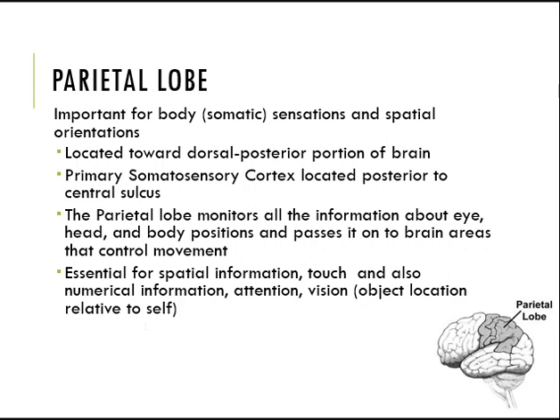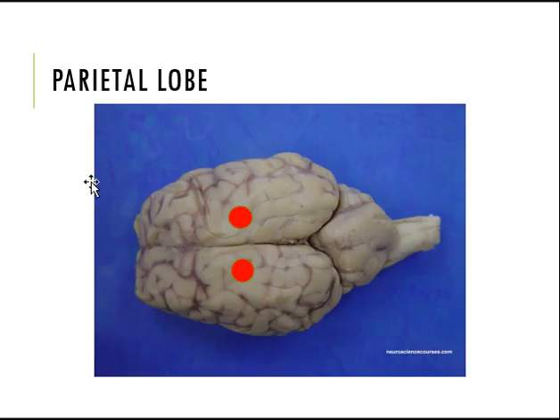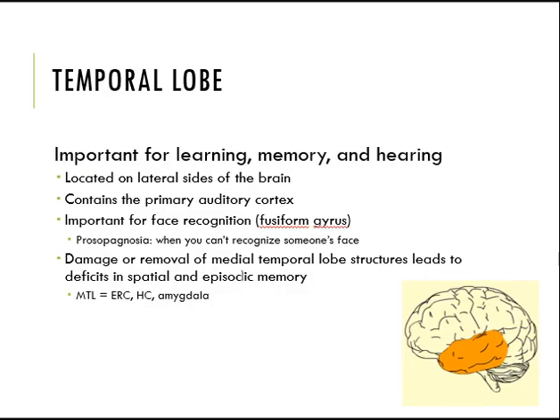So the parietal lobe is extremely important for daily function. Here is an image of the parietal lobe and how you would see it. If you have pins or dots here, then you're definitely looking at the parietal lobe. Up next is the temporal lobe, which is important for learning, memory, and hearing.